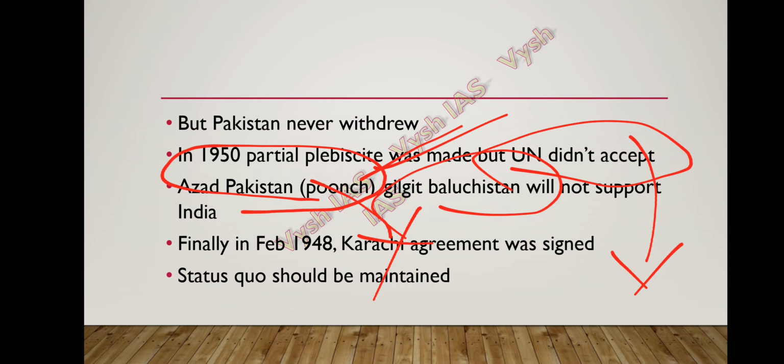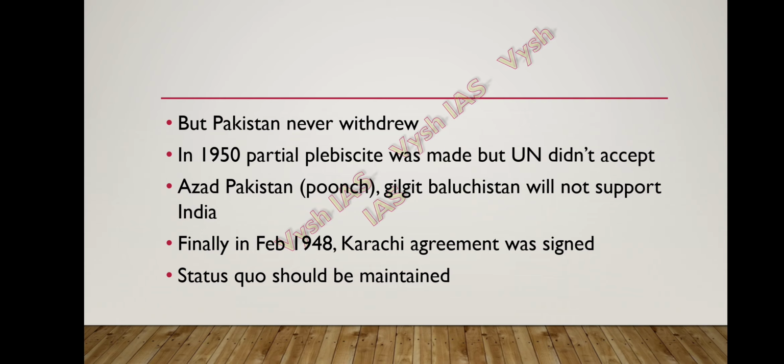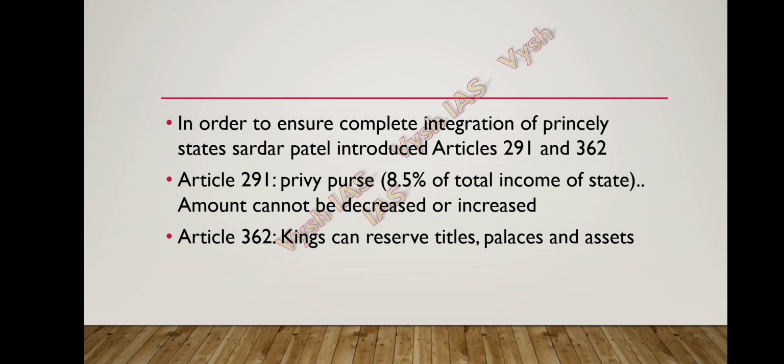Finally, in the year 1948, that is in February, the Karachi agreement was signed between Pakistan and India, and according to this agreement, the status quo should be maintained by these two countries. This is what they signed in the Karachi agreement. So this is how Kashmir was integrated into India.